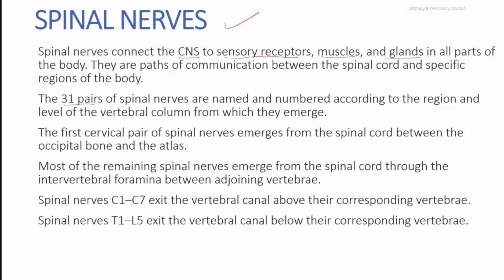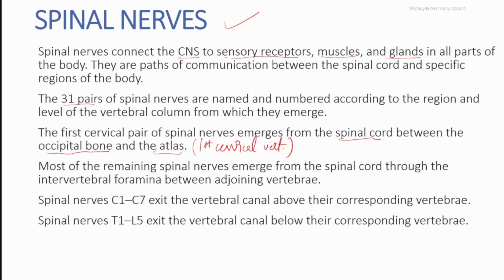There are 31 pairs of spinal nerves which are named and numbered according to the region. So if it is present in the cervical region, it is known as the cervical spinal nerves, and thoracic spinal nerves, lumbar spinal nerves, and sacral spinal nerves. Accordingly, there are 31 pairs. The first cervical pair of spinal nerves emerges from the spinal cord between the occipital bone and the atlas. The atlas is the first cervical vertebra. So the first cervical pair of spinal nerves emerges from the first cervical vertebra.